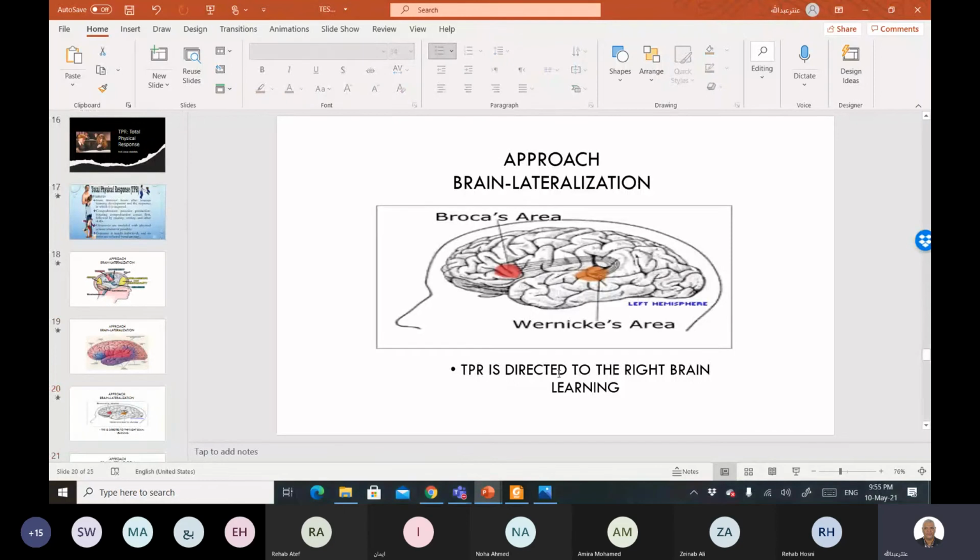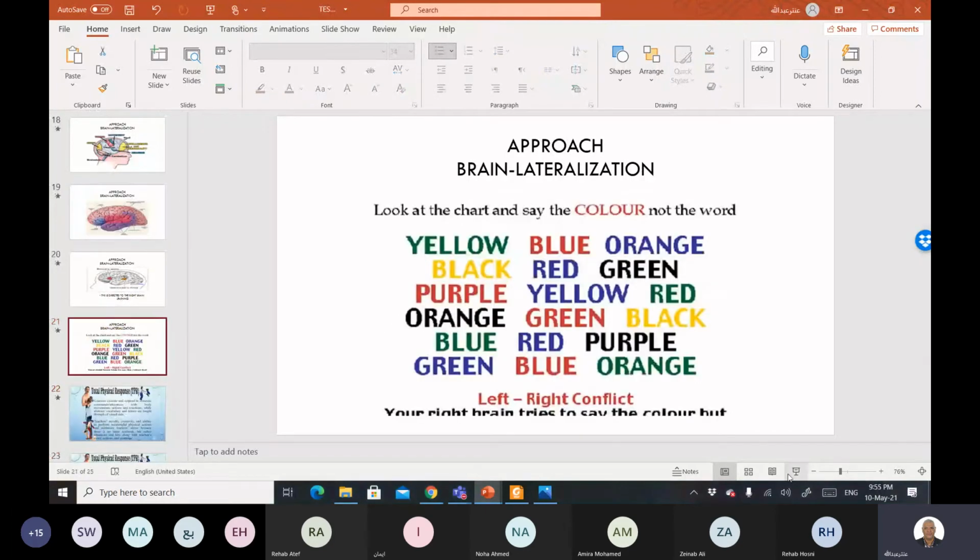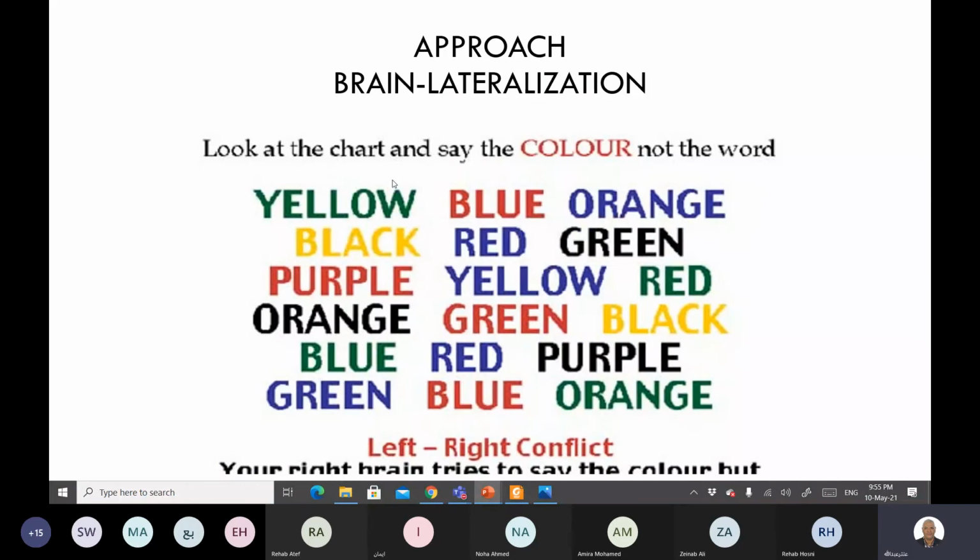To make sure this is correct, we have a simple and quick exercise, which is that sometimes we can have a conflict. You see colors in front of you now, right? Who can tell us what the first word is? I mean, who can read? Yellow, blue, orange, black, red, green. Okay, great, thank you. What's your name? Rehab Hosny. Yeah, Rehab. Thank you.